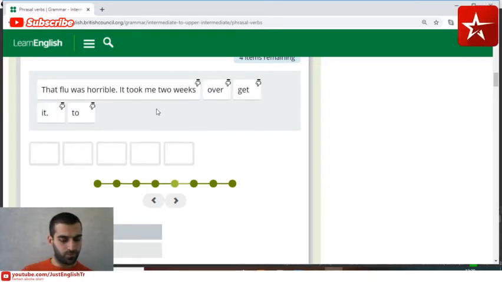Okay, the next one. Merve and Azna, they are still writing. That flu was horrible. It took me 2 weeks over get it too. So this one, how can we make it? That flu was horrible. It took me 2 weeks.